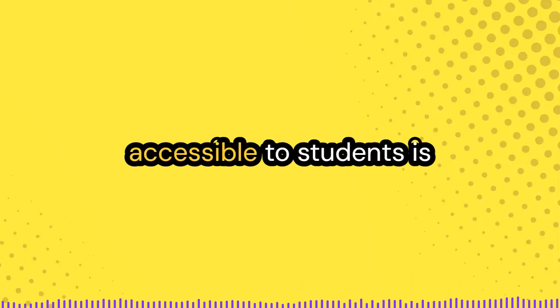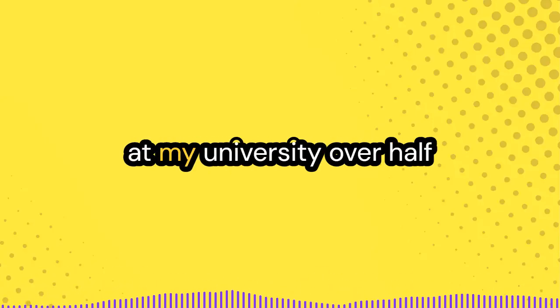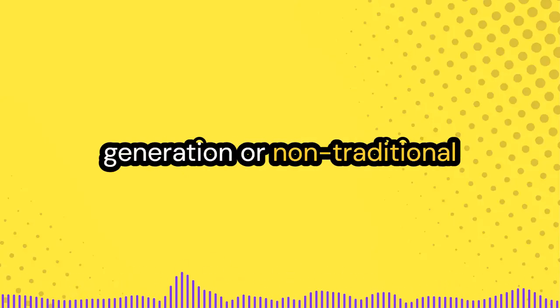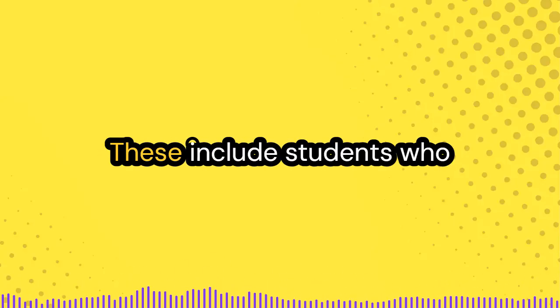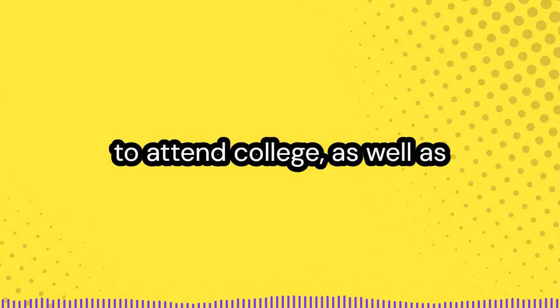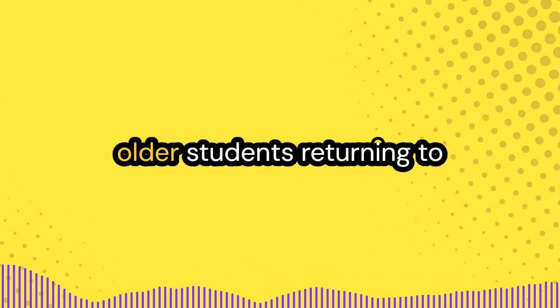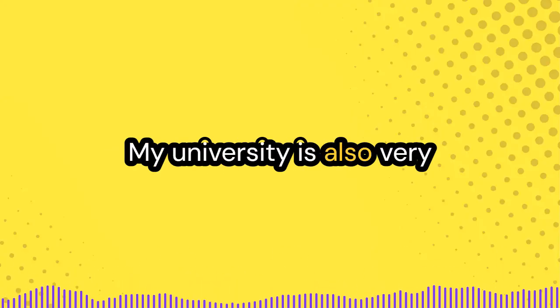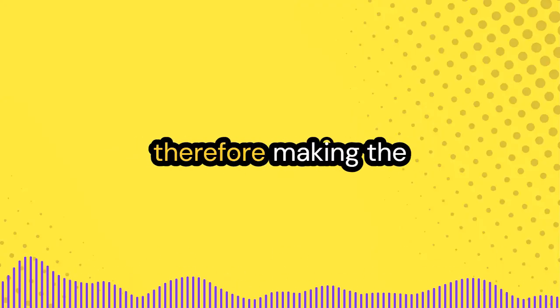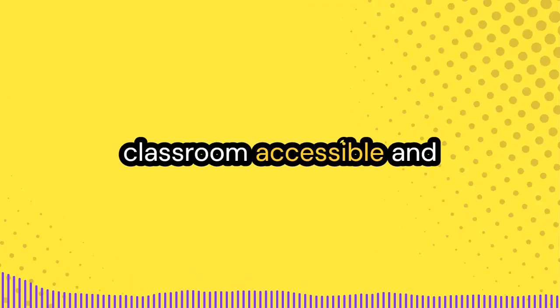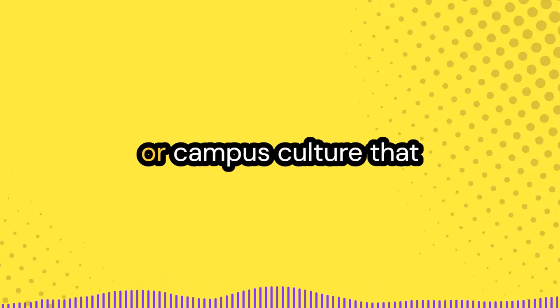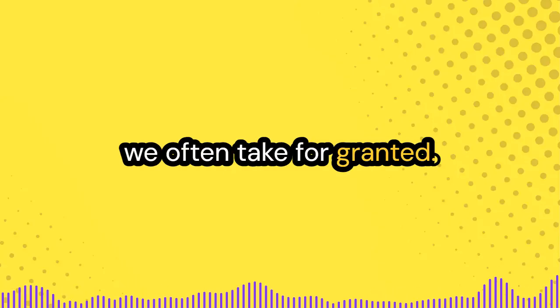Making my classroom accessible to students is very important because at my university, over half of our students are first generation or non-traditional college students. These include students who are the first in their families to attend college, as well as older students returning to school to acquire new skills. My university is also very culturally diverse, and therefore making the classroom accessible and inclusive ensures that no one feels left out because of unfamiliarity with the jargon or campus culture that we often take for granted.